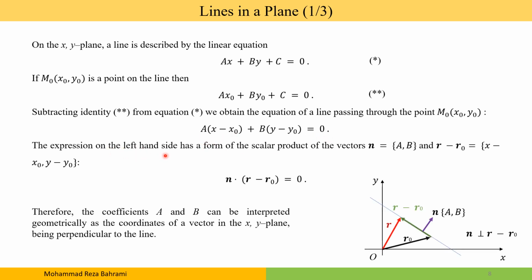The expression on the left hand side has the form of a scalar product of vectors. So vector n with the coordinates a and b, and r minus r0. We know that this part is the difference between the radius vectors of point m and m0. So simply we can write it as a scalar product of two vectors, n and the difference of radius vectors. You can see it here as well. When the scalar product of two vectors is 0, it means that they are perpendicular to each other.